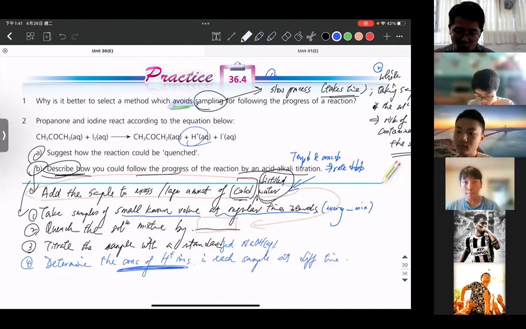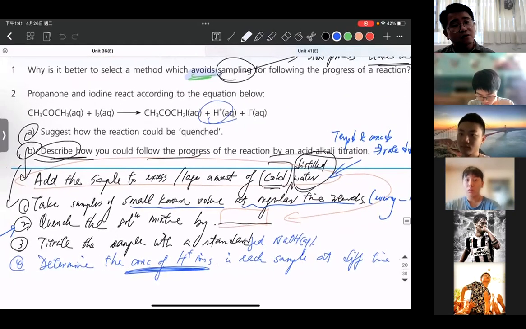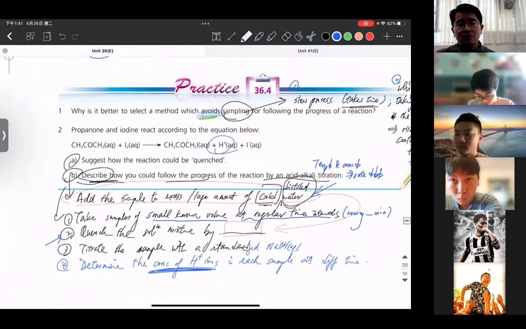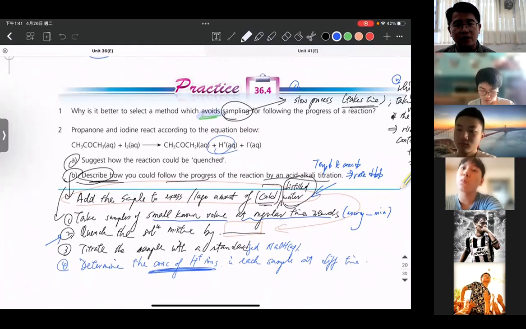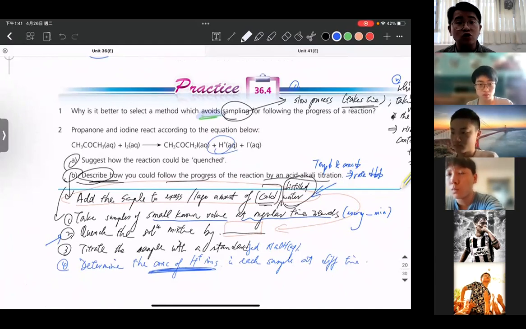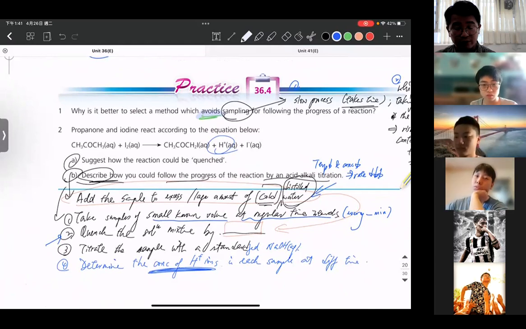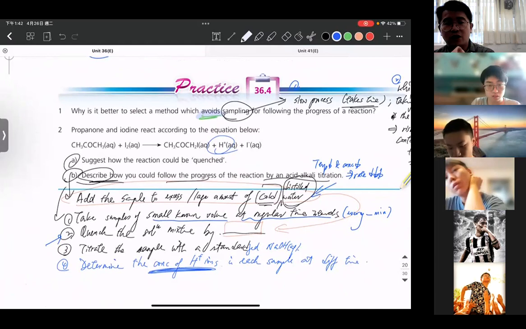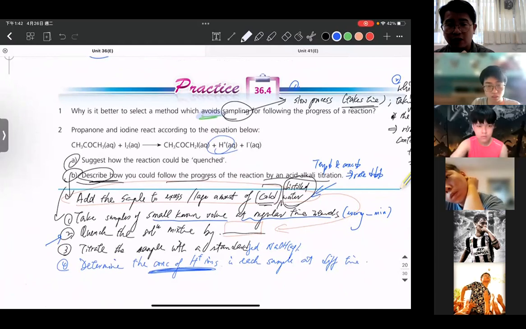Number 3, quench the solution mixture by what? What is the best method after hearing all those? Large amounts of cold distilled water. Do you understand why? It has a combined effect to slow down the reaction. What's the combined effect? One is what factor? Temperature. The other one is concentration.